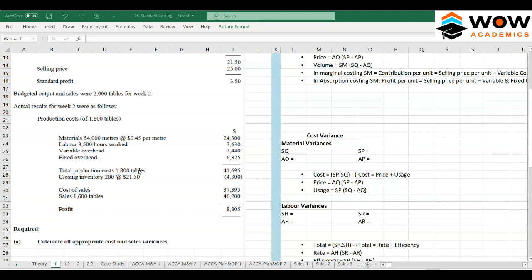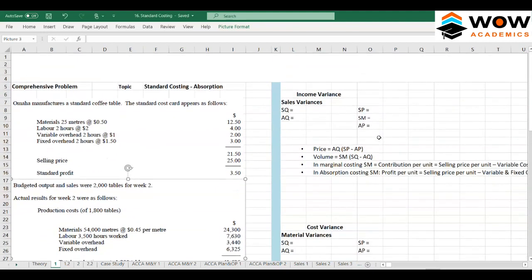Is there a difference between the production and the sales? No, both are 1800 only. Whatever is produced, they sold. No, there is a 200 closing inventory. So the total sales has been only 1600 tables. So that's about the data, and they've also given the profit. With this we have to compute the ratios here.